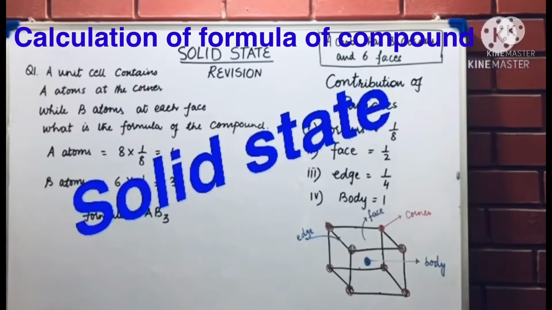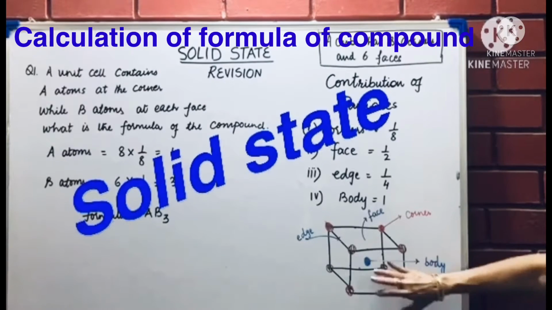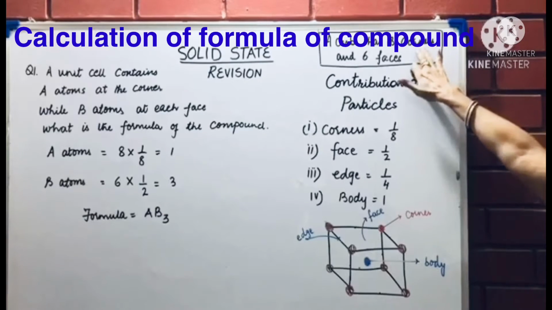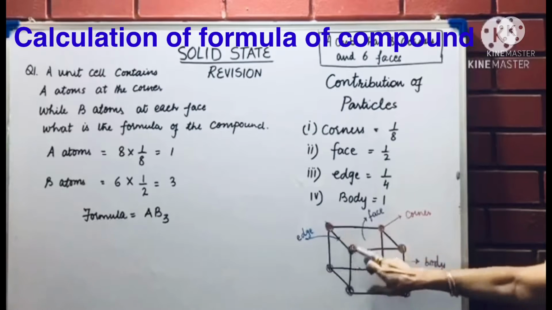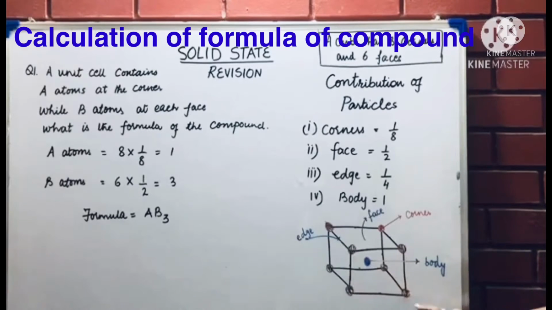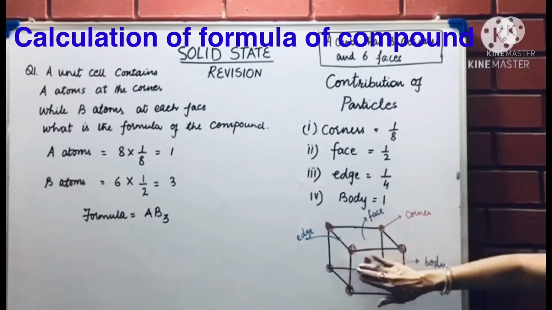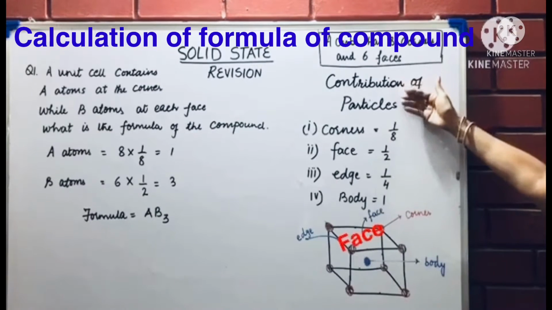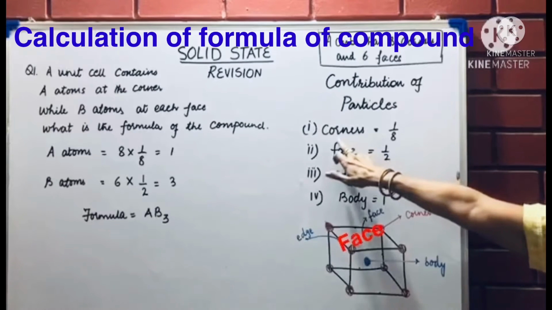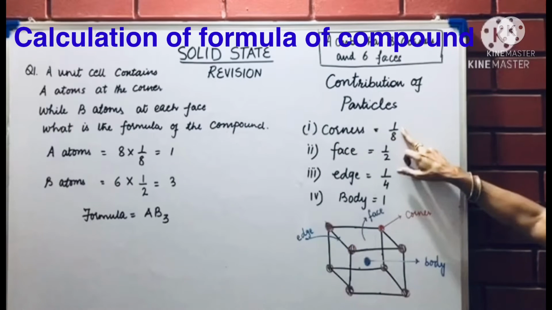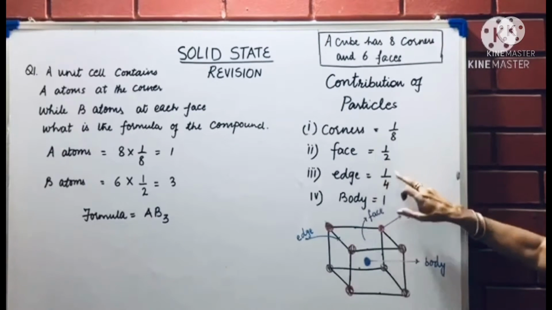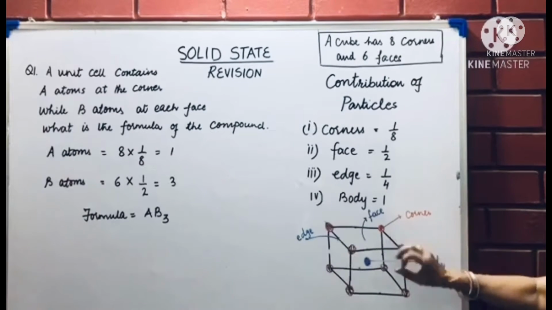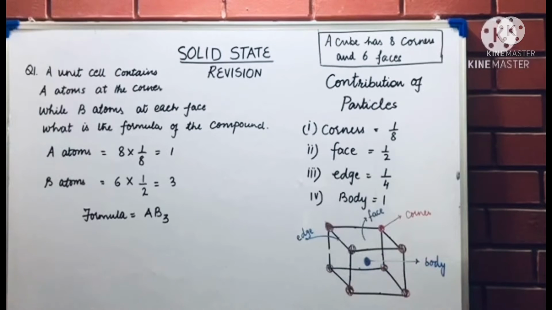Now to derive a formula, you should know what a cube looks like. In a cube, there are 8 corners and 6 faces. See, 1, 2, 3, 4, 5, 6, 7, 8 corners, and this part is the face. So there are 6 faces, and their contribution for one particle is, in the corners it contributes 1 by 8, at the face half, at the edge, this is the part of edge, is 1 by 4, and if it is present right in the center, it is 1.